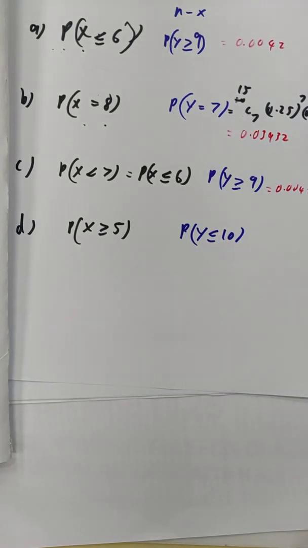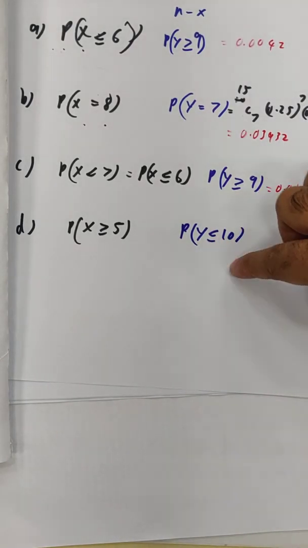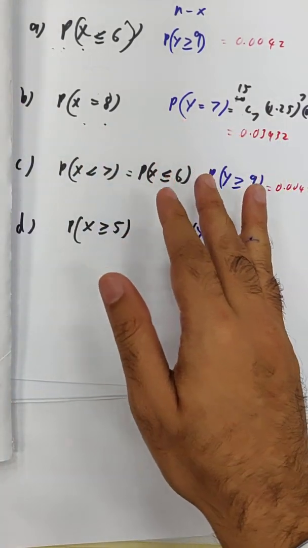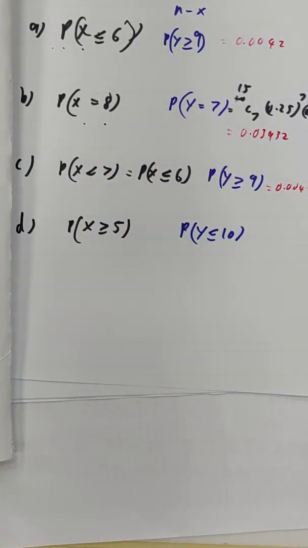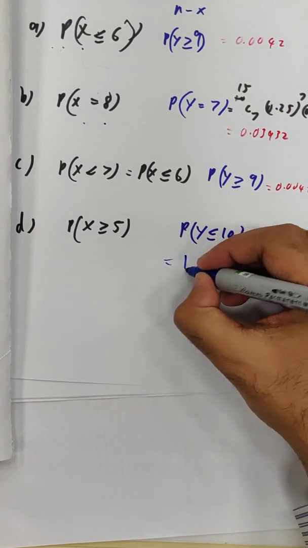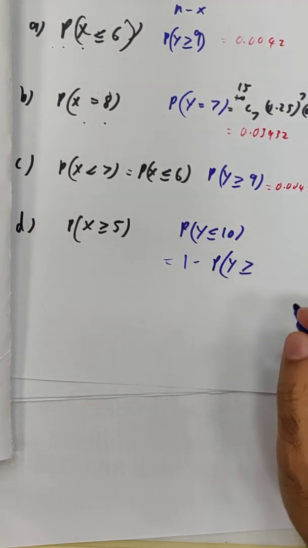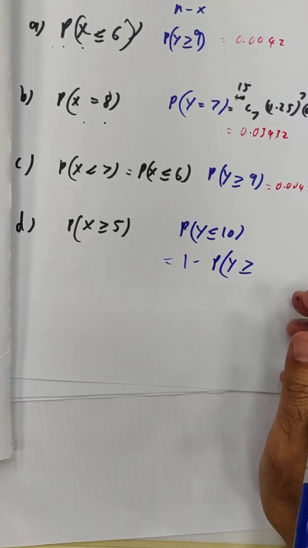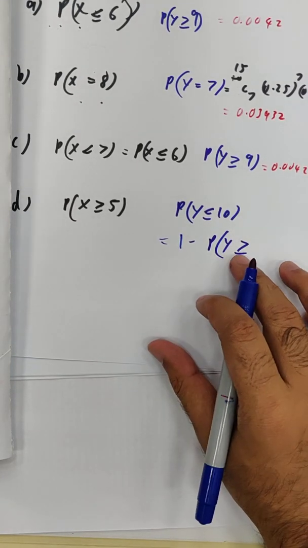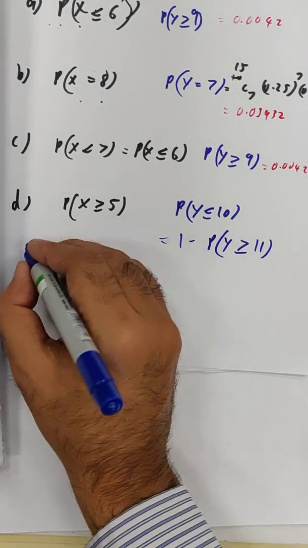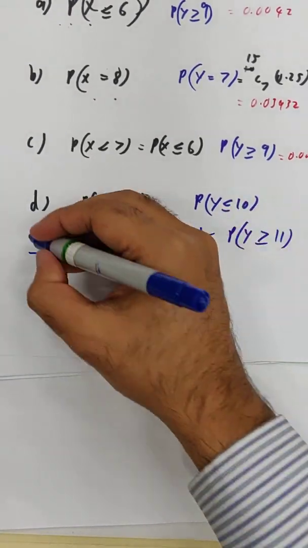P(Y ≤ 10), less than or equal to 10. So I mean, the books calculate from left to right. So 1 minus P(Y ≥ what? More than or equal to 11. If you are confused, just use the room technique.